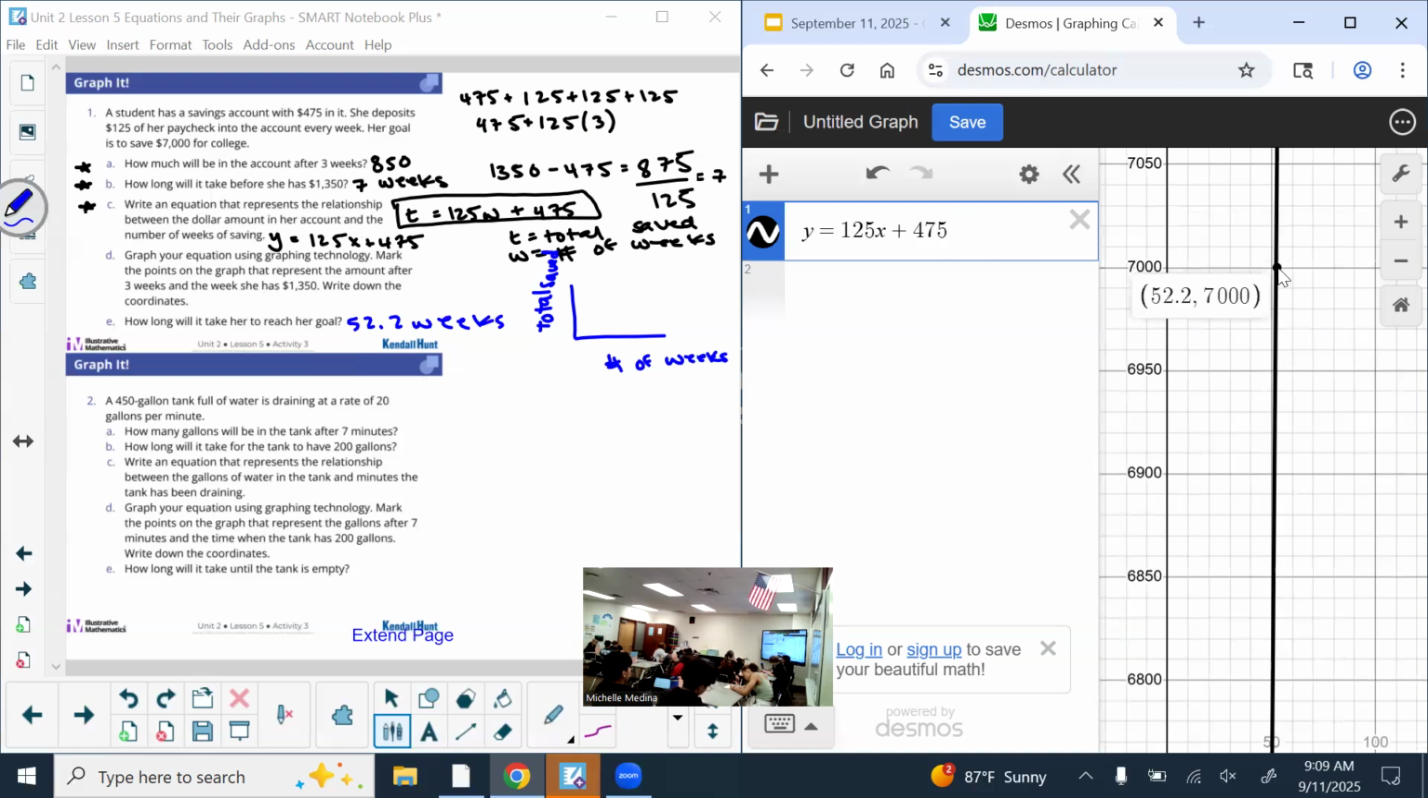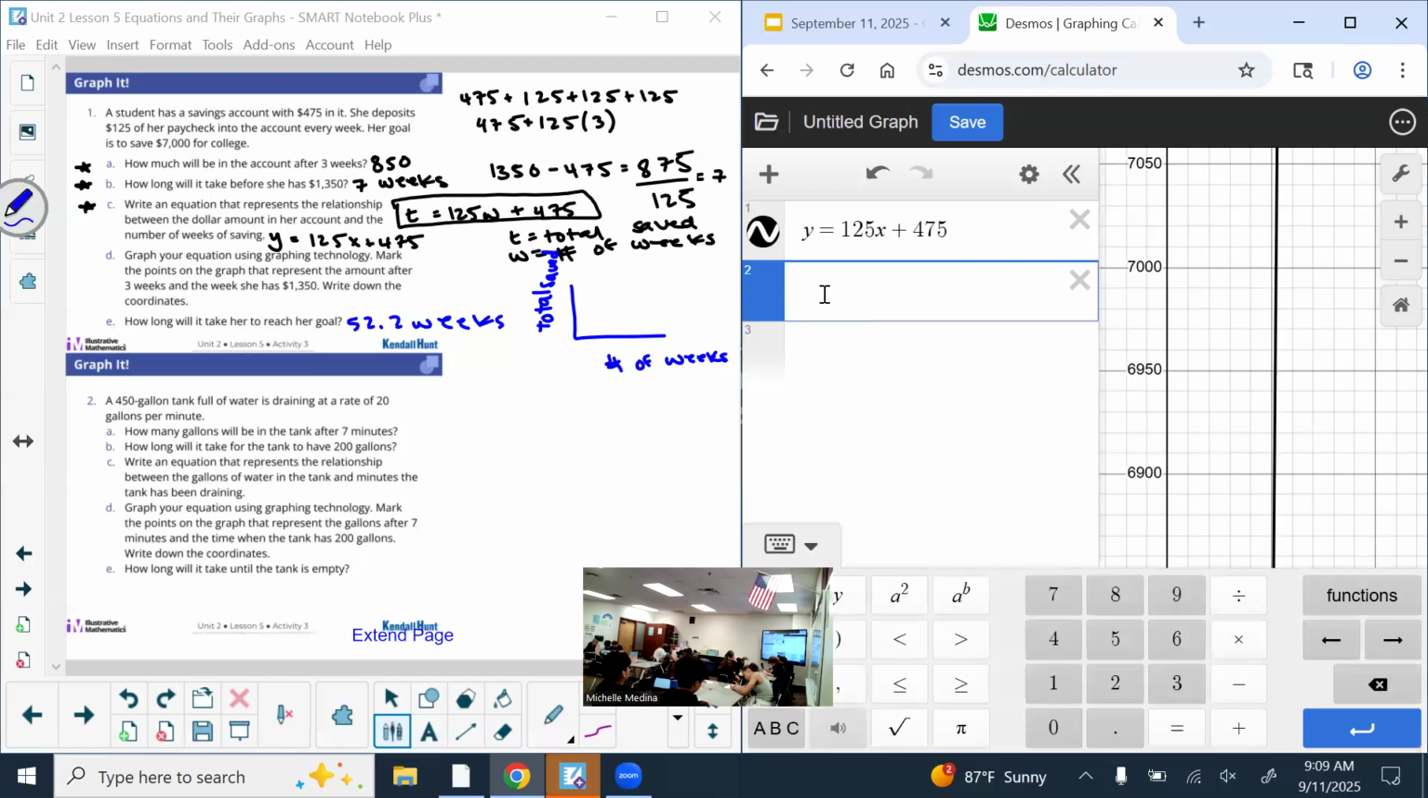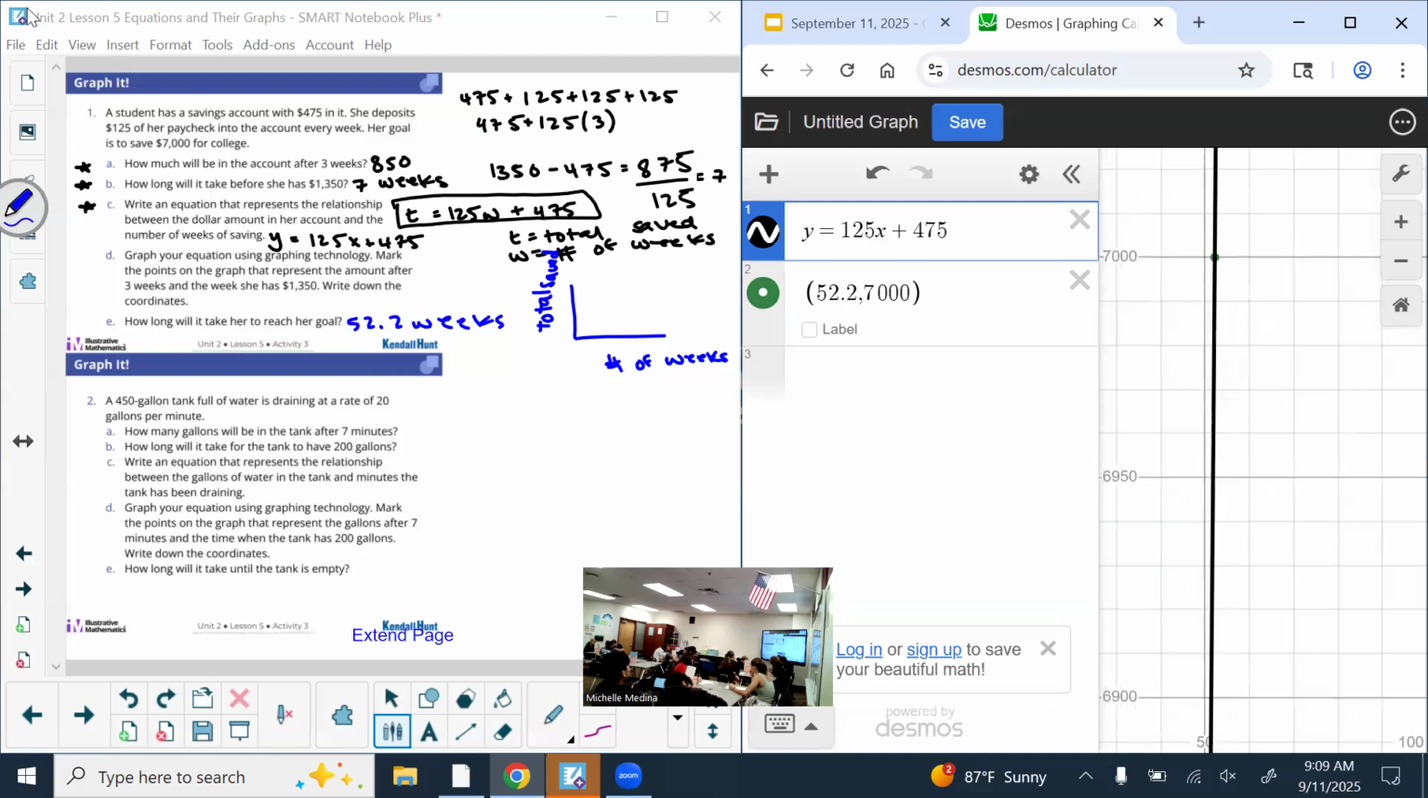You could click and drag. You can check your answer and see if it's right. 52.2, comma, 7,000. Right, and if it's on the line, it's a solution. All right, any questions on that?